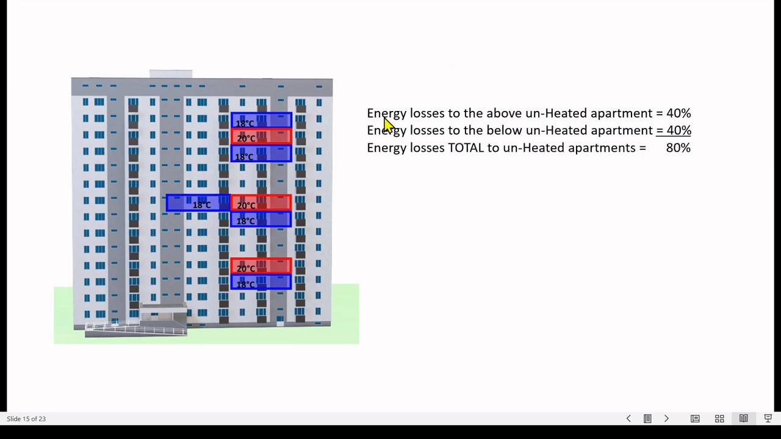In the first situation, energy losses to the above, to this apartment, between 20 and 18 degrees, it's 40% of the energy necessary to heat this apartment. Energy losses to the below unheated apartments is 40%. So total losses are about 80%.